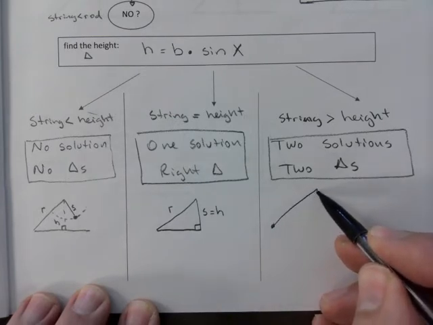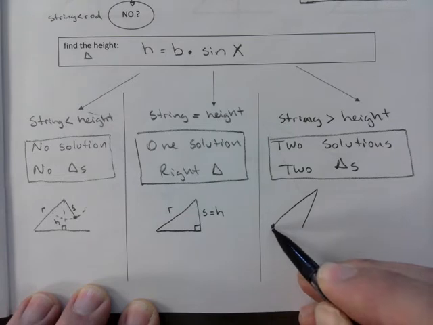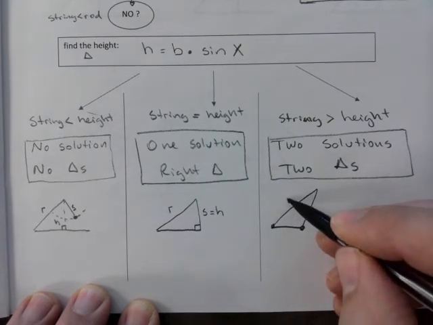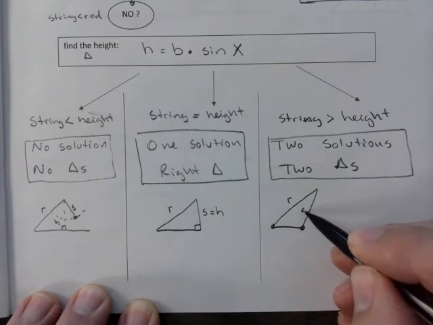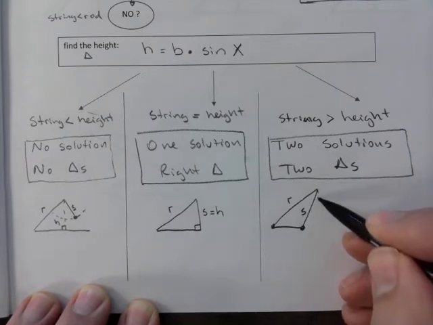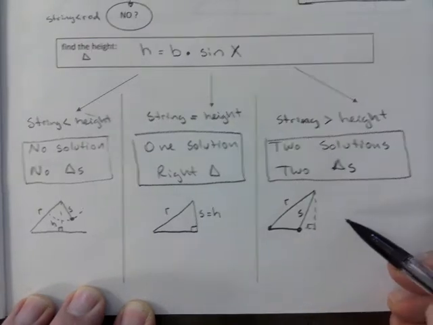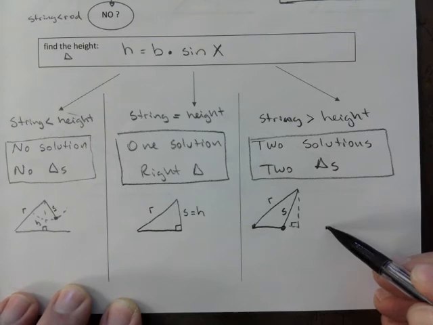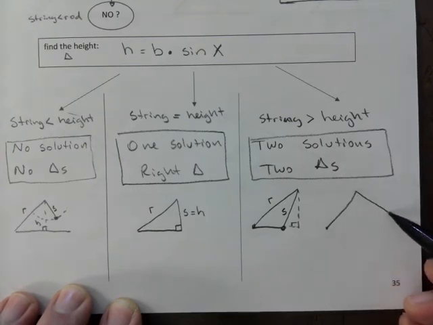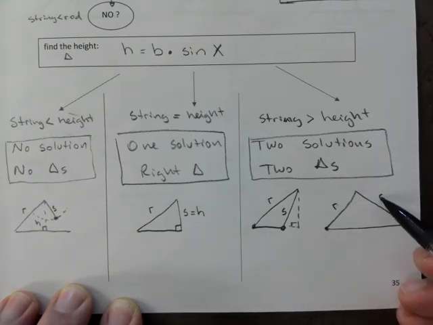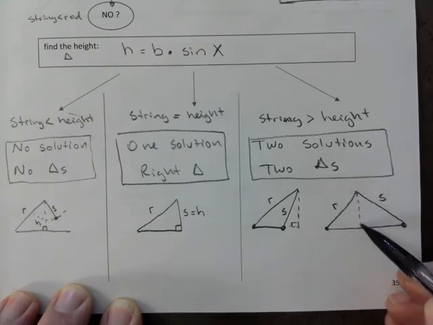One of the triangles will look like this, right? It swings in. So this is your rod, and that's your string. Where's the height? The height is right here. It's outside the triangle. And then the other one will swing out, so it will kind of look like this, where this is your rod, this is your string, and your height is inside here.